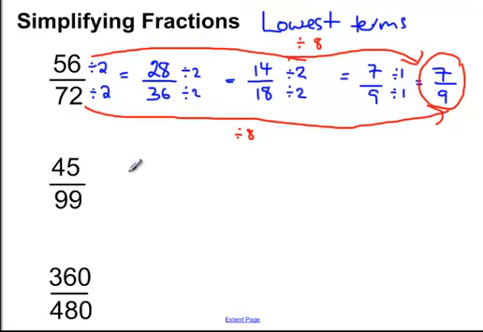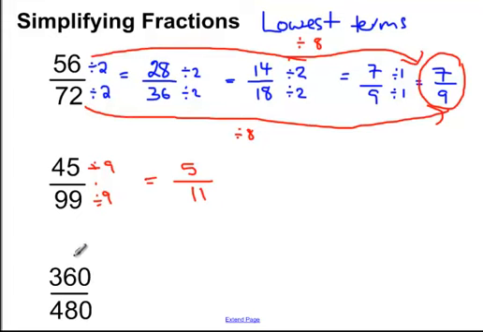Okay, let's look at our second example here, 45 over 99. Is there a number that divides evenly into both 45 and 99? Hopefully you can see that 9 goes into both of those. So I'm going to divide the top and the bottom by 9 to get 5 over 11. Now, is there anything that goes into both 5 and 11? No, there isn't. They're both prime, which isn't always going to happen, but in this case they don't have any common factors except for 1. So we're done with that one.